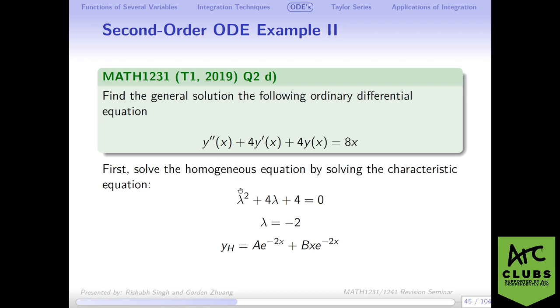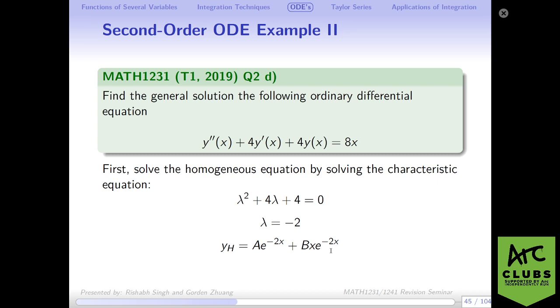So again, hopefully you can jump straight from the ODE to the characteristic equation. y double dash becomes lambda squared, y dash becomes lambda, and y doesn't have any lambda. Again, our roots will be minus 2 because we get lambda plus 2 squared. So again, we have a double root, and so our homogeneous solution will look like this. So we add an x in front of the second one.